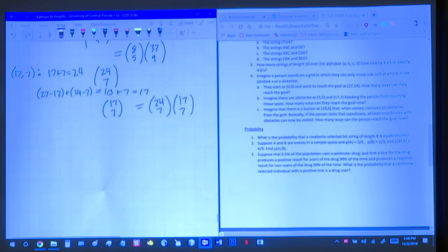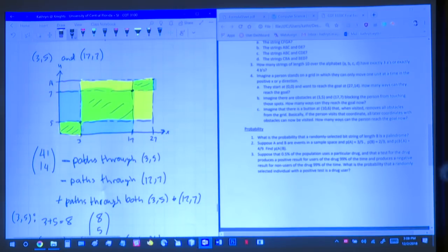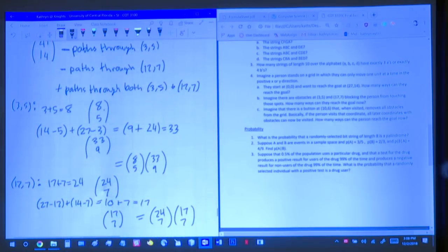And then the paths that go through both, we'll start with the same thing here, 8 choose 5.